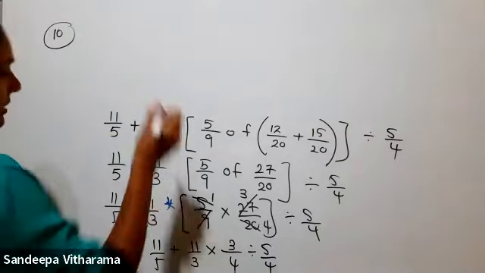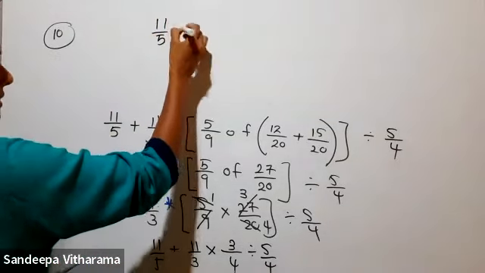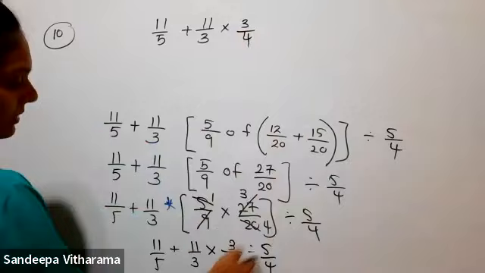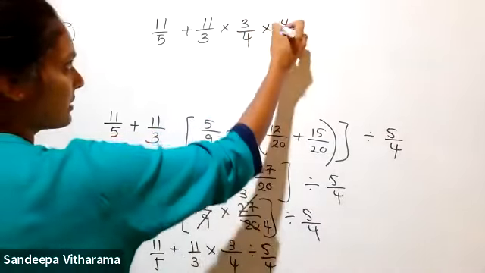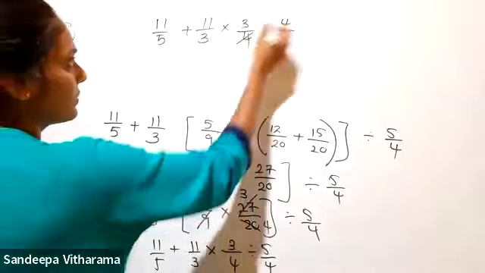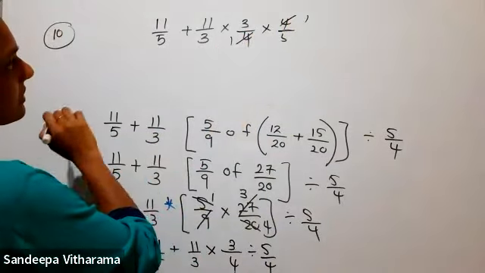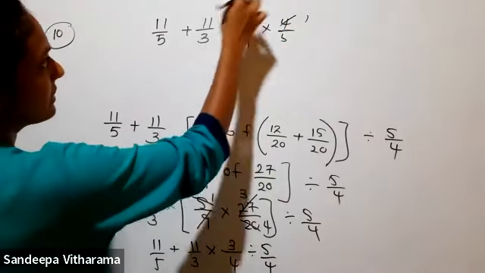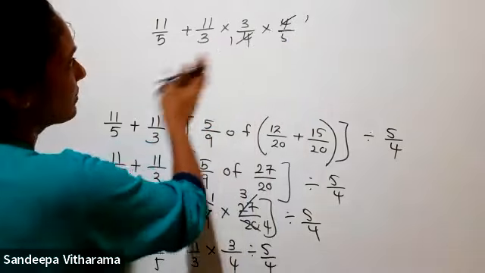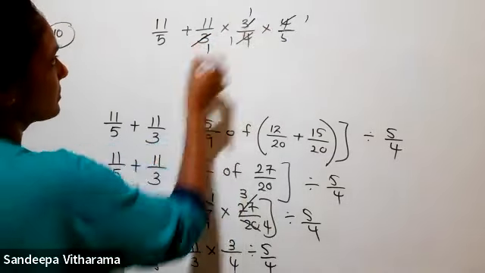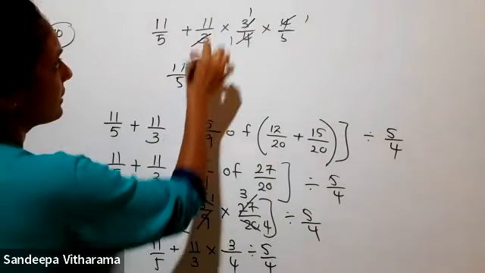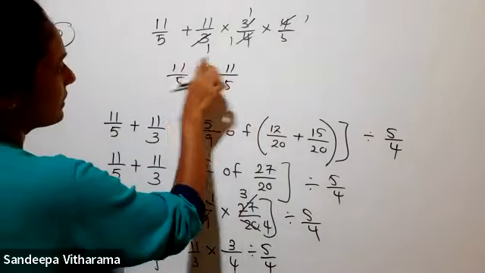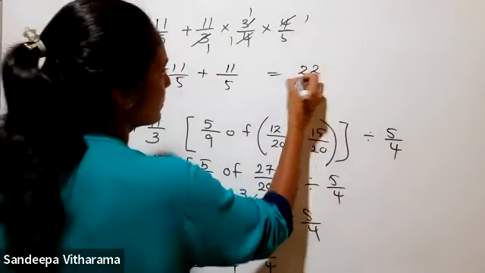Look, it is 11 upon 5. Add 11 upon 3. Multiply 3 upon 4. Division becomes multiplication and we take the reciprocal of the second fraction. 4 and 4 cancel. Then here 3 into 1 into 5... 11 into 3 into 1. Sorry. We have another one. So 11 upon 5. Add 11 into 1 into 1 it is 11. 1 into 1 into 5 is 5. 11 plus 11 it is 22 upon 5.